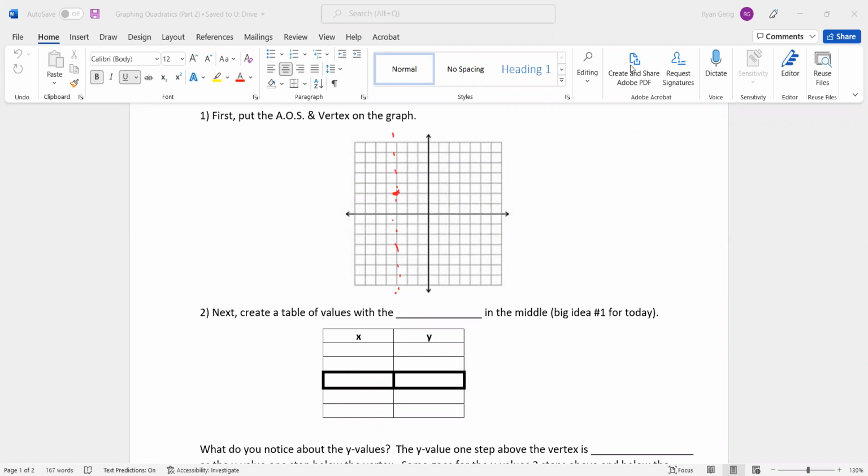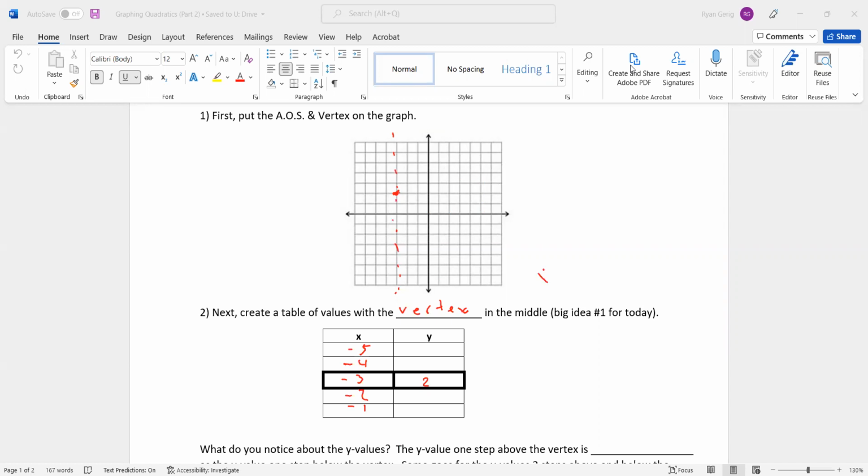Okay. Next, you're going to create a table of values, but not just how we used to do it in first semester. We have to have the vertex in the middle. That's the key for doing these correctly. The vertex, which you found already, is negative 3, 2, and goes in the middle. All right. Now, what do you want to do? You want to put 2 x values before negative 3, so negative 4 and negative 5, and 2 x values above negative 3, so negative 2 and negative 1. Now you plug each of those in and you find the y values that go with them.